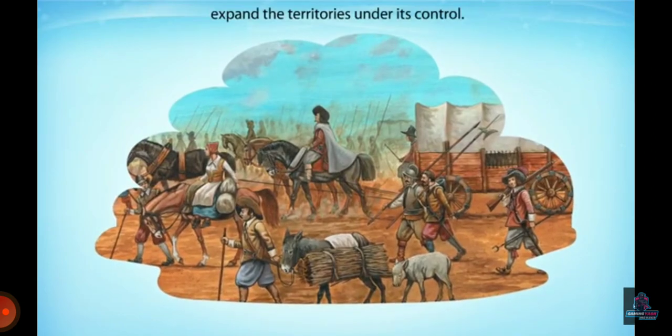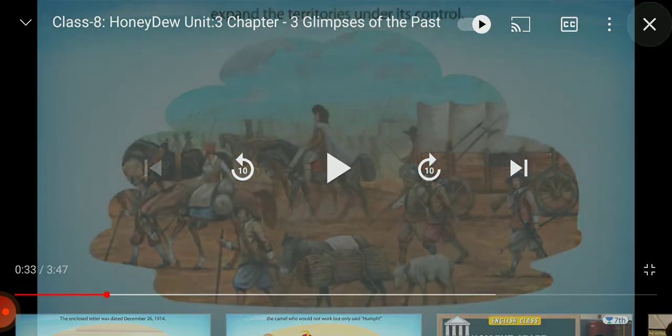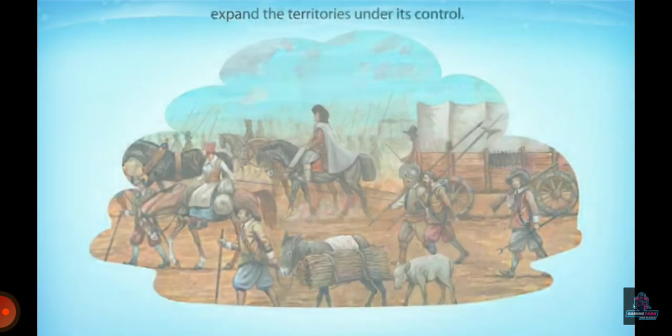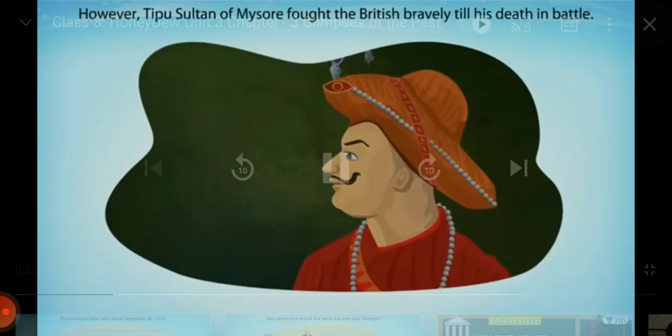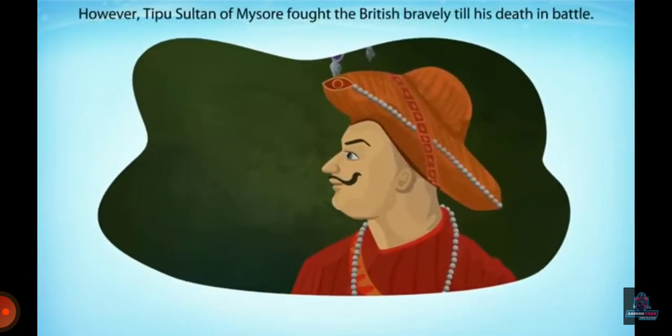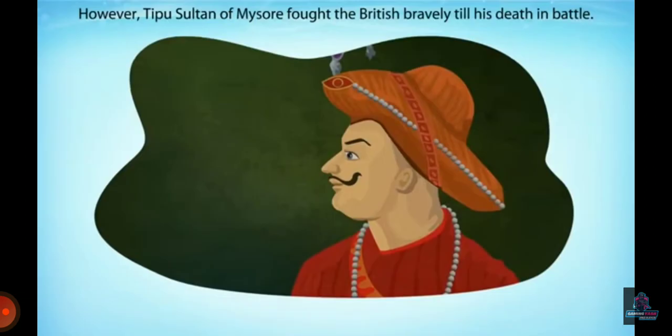Expand the territories under its control. Slowly, they started divide and rule. It is the rule of the Britishers. They divided the country into different parts and expanded the territories under their control. They divided the whole of India into parts and started ruling our country. However, Tipu Sultan of Mysore fought the British. Tipu Sultan is one of the kings. Mysore fought the British bravely till his death in battle.